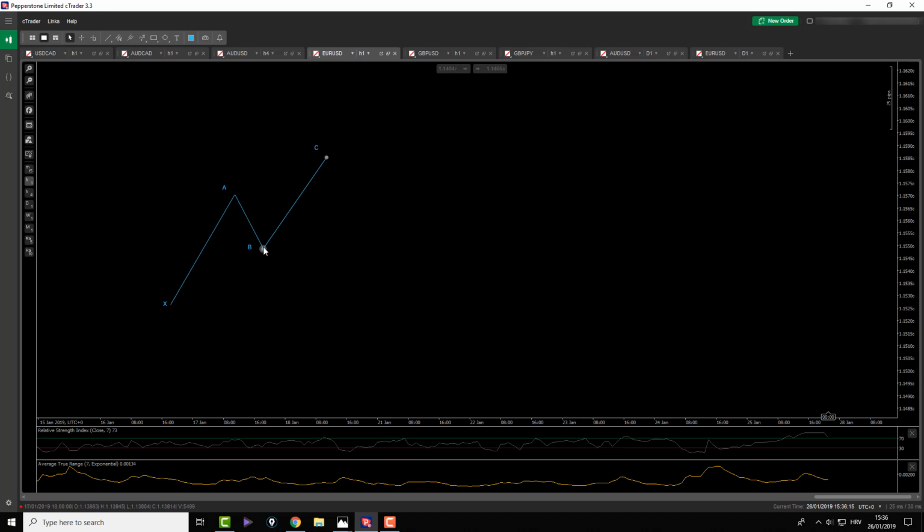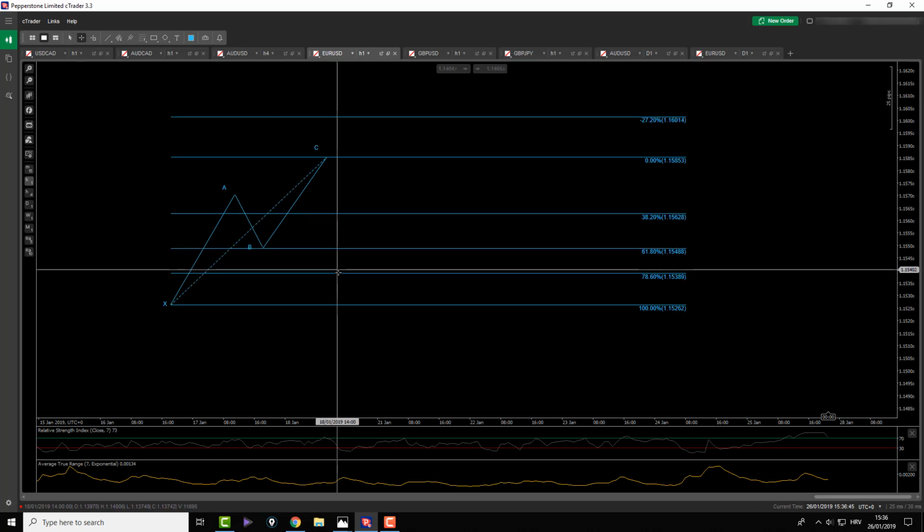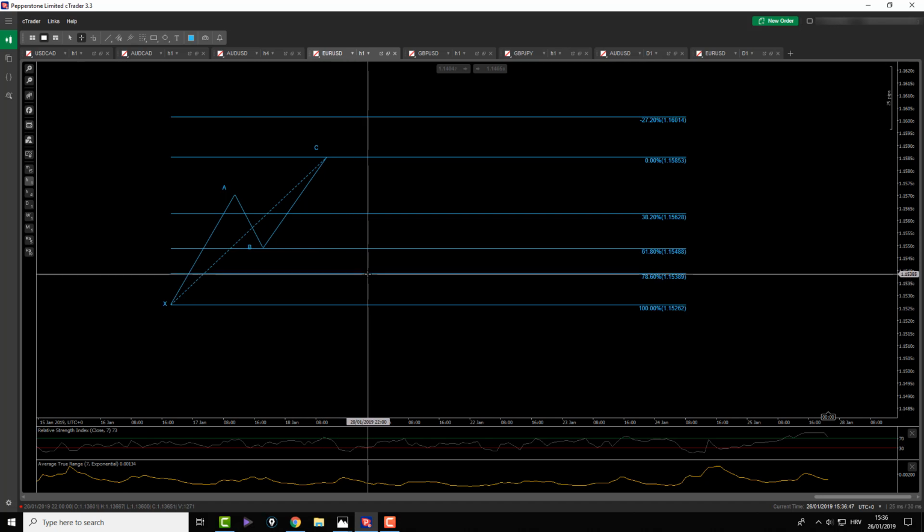Now we are looking for the D completion price point. The D completion price point comes at the 78.6 retracement from X to C. Okay, but there is one other condition that the price needs to meet before we can say that we have a valid completion point. So in this example, 78.6 comes exactly at this price point, 1.15389. Okay, this is the price point, and this is where we would be engaged in this Cypher pattern.